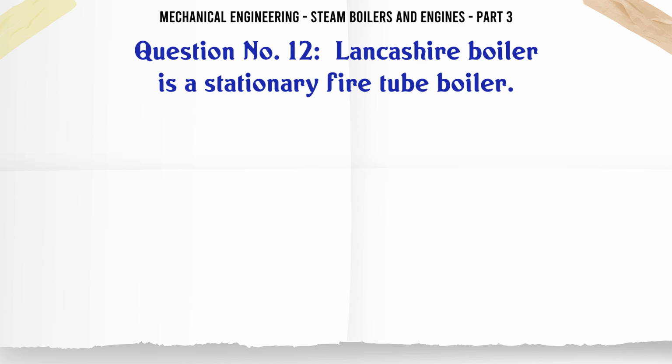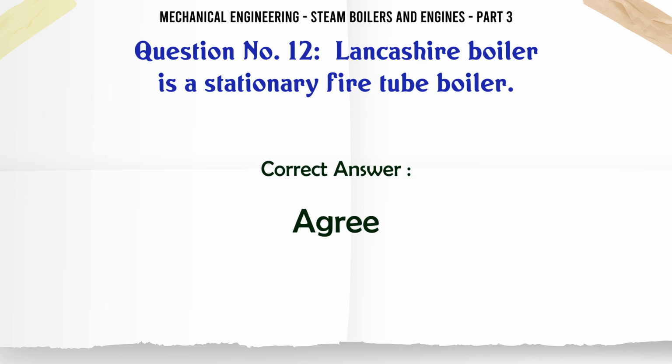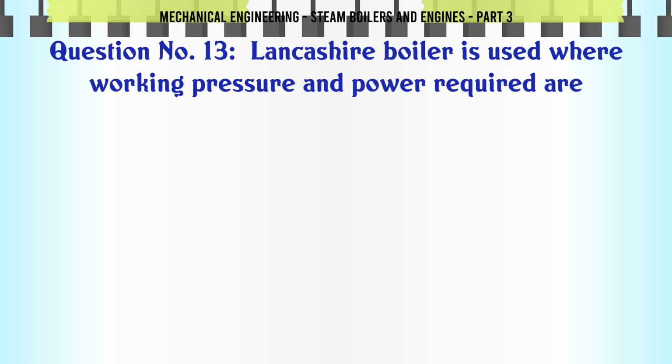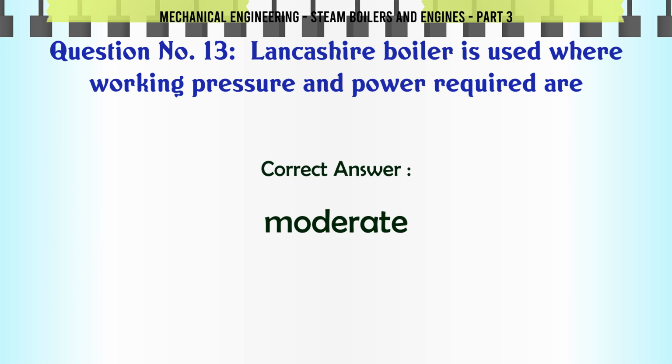Lancashire boiler is a stationary fire tube boiler. A. Agree, B. Disagree. The correct answer is agree. Lancashire boiler is used where working pressure and power required are A. low, B. moderate, C. high, D. none of these. The correct answer is moderate.